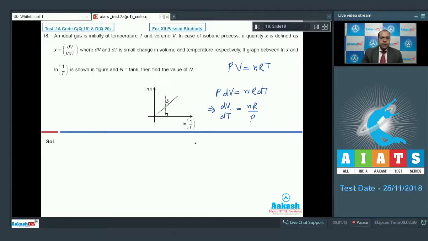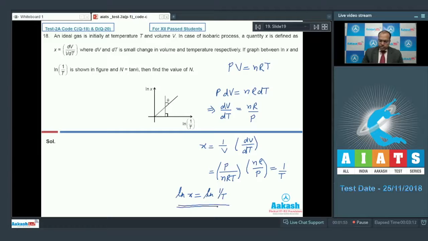So in the question, a quantity X is defined as 1 upon V into dV by dT. So if I substitute the value of 1 upon V, it comes out to be P upon nRT into dV by dT, that is nR by P. So if I solve this, it comes out to be 1 by T. So if I take ln X, then it is equal to ln 1 by T. So it is a straight line between ln X and ln 1 by T.